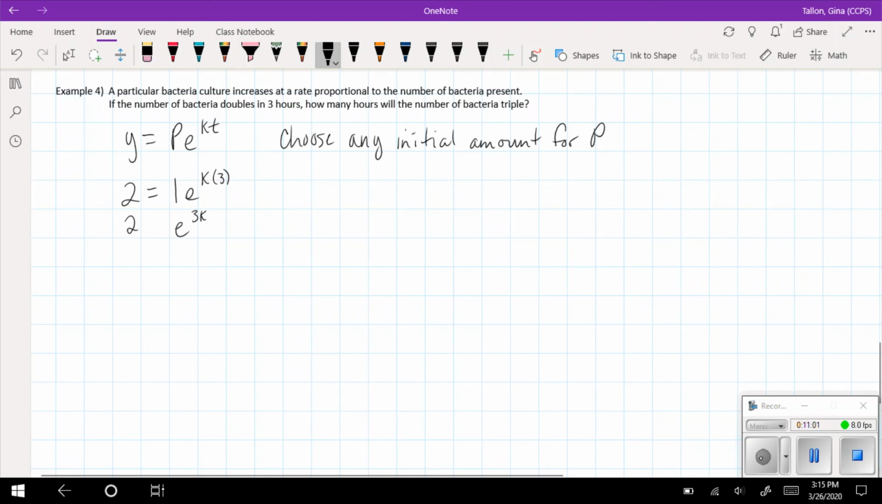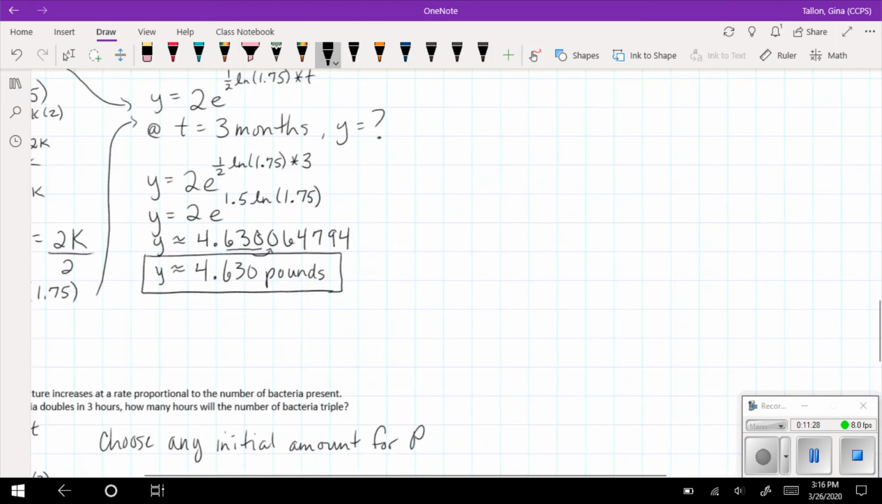Again, this is exponential form, so I'm going to switch it into logarithmic form. This gives me natural log of 2 is equal to 3k. Divide both sides by 3, and k is equal to 1/3 the natural log of 2. Very good. I'm going to take that together with the fact that I started with a 1.